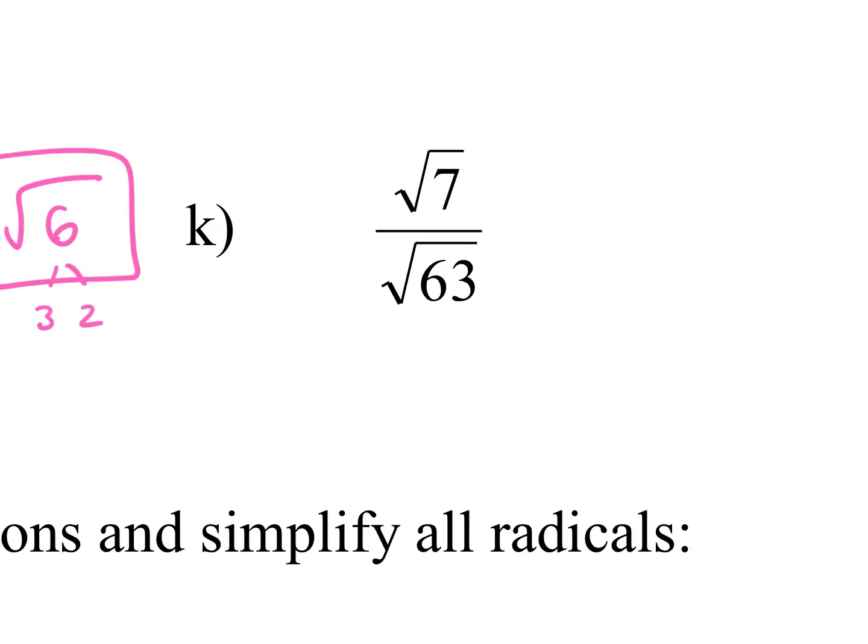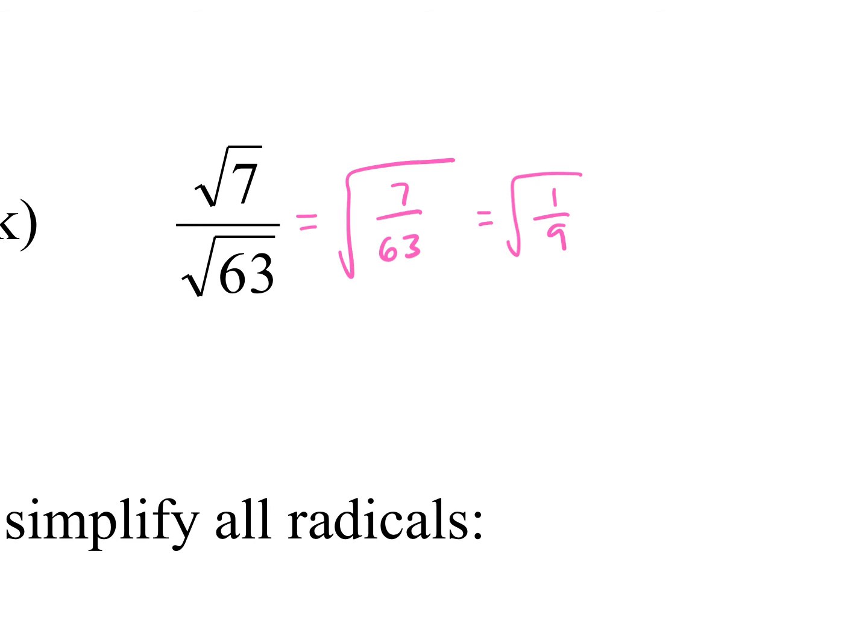What should I do first? Divide them. So I can put them all under one radical. So I have 7 over 63. How can I simplify this? Awesome, 1 over 9. Because 7 goes into both 7 and 63 9 times. So it'll be 1 over 9. Now this is the same thing as saying the square root of 1 over the square root of 9. What's the square root of 1? 1. And what's the square root of 9? 3. So my answer is 1/3.